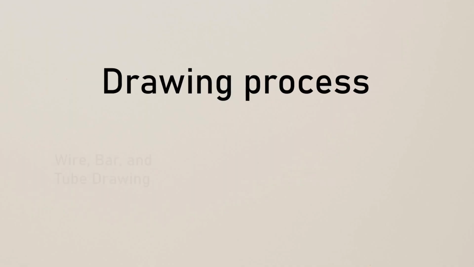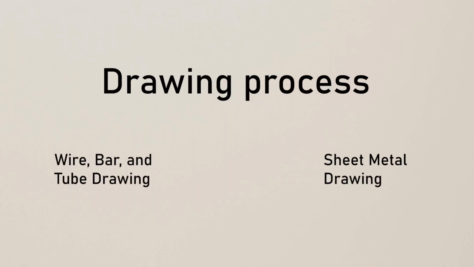If you started thinking that drawing is related only to wire pulling, this is not the case. The drawing process is broadly classified into two types. One is wire, bar and tube drawing, and one is sheet metal drawing. So let's understand one by one.